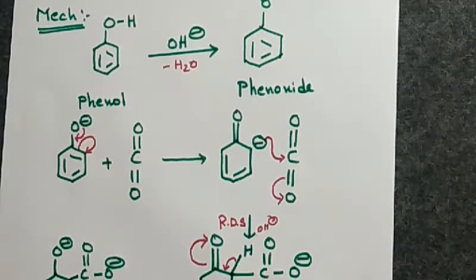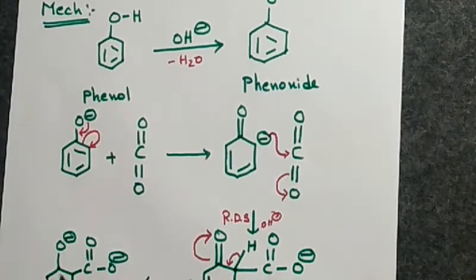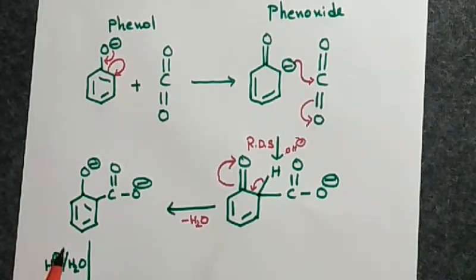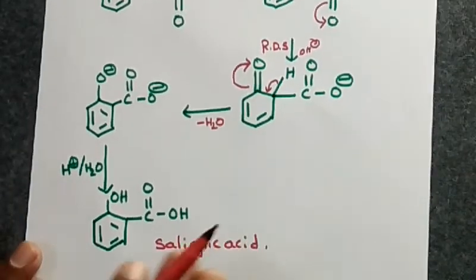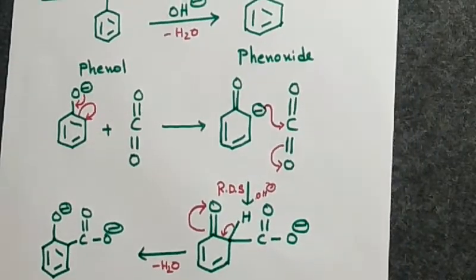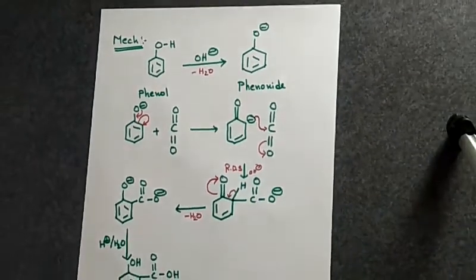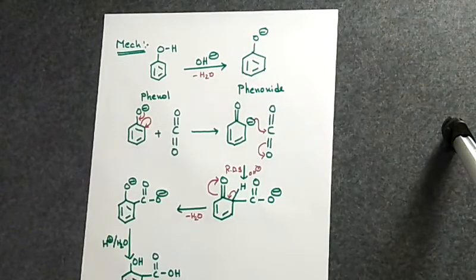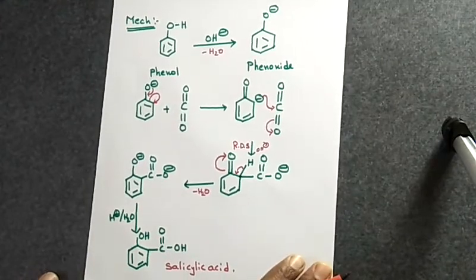When a base attacks this hydrogen, the bond between the carbon and the hydrogen shifts entirely into the benzene ring system, so that again there is generation of the aromatic character. And in the final stage, this particular molecule, when treated with the diluted acid, acquires two H plus ions and converts itself to the salicylic acid molecule like this. So this is how you can understand the mechanism of the Kolbe-Schmitt reaction, dear students.